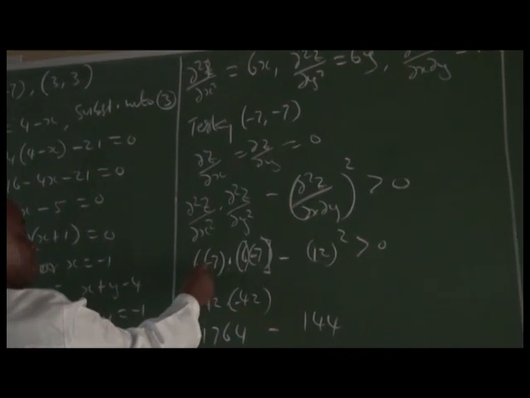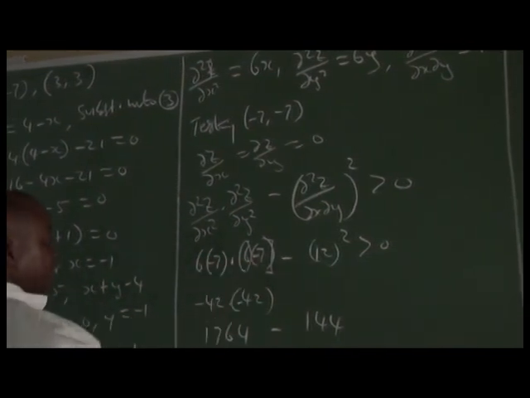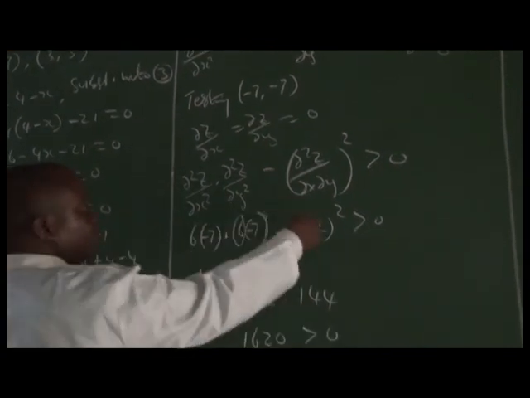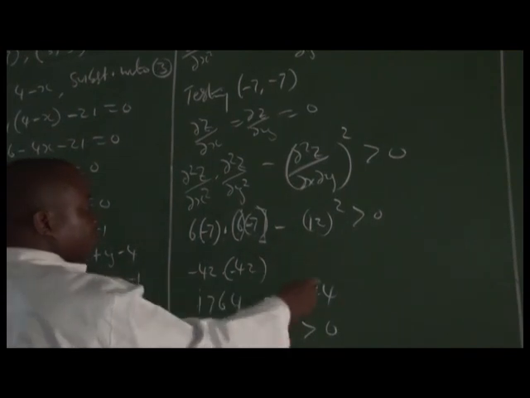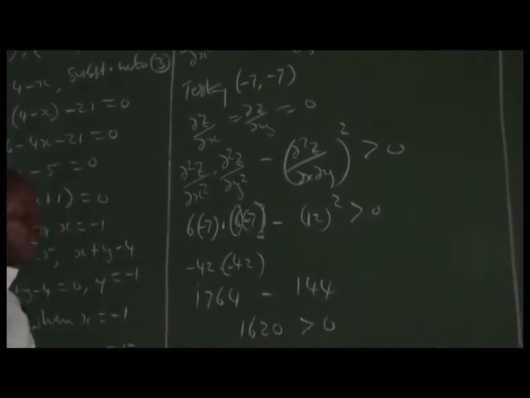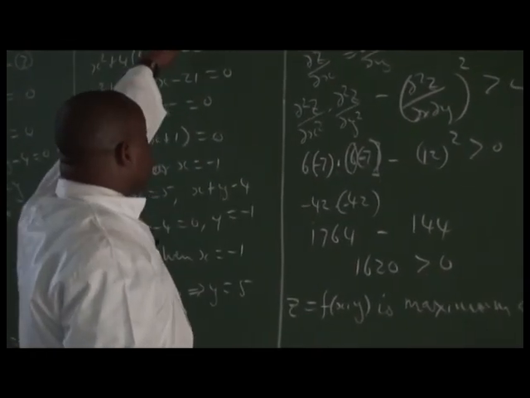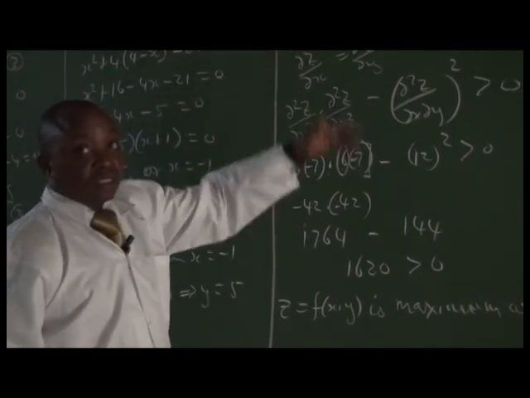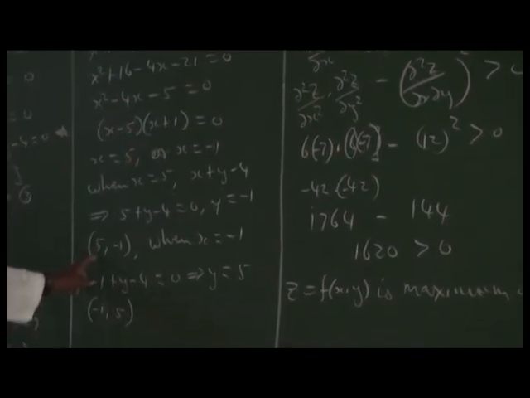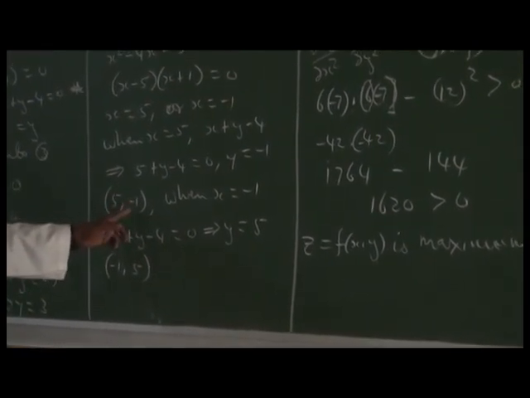Then 6 times 3 will be 18. Then you say 18 times 18 gives you a value. Then put 12 squared. Subtract 18 times 18 from 144 and see whether it's greater than 0. If it is greater than 0, then that point 3, 3 will be minimum. How? Because it is positive, positive. The same thing will happen to the other points. Of course, for these points, one is negative.